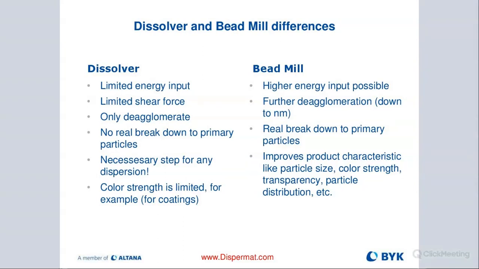And for really small particle requirements, like your separators, where we sometimes need smaller than 100 nanometers, we really need to use a horizontal bead mill. That will obviously give us improved characteristics, better particle size, transparency, color strength, or particle size distribution, some of the effects that you would see if you're properly milling your slurries.